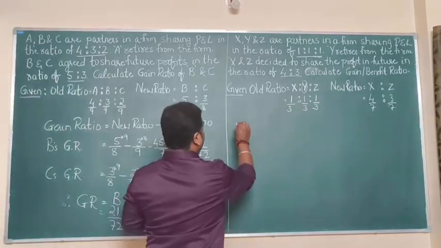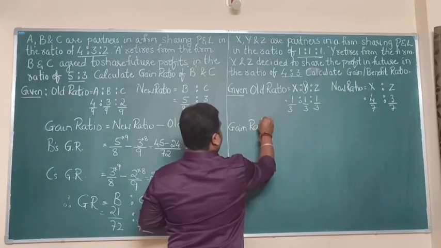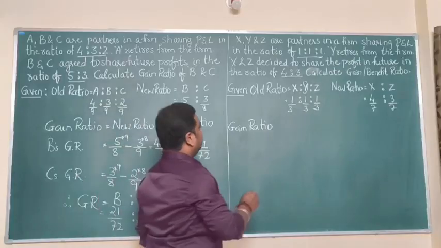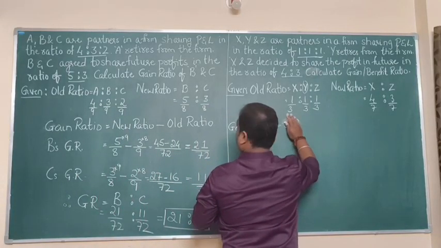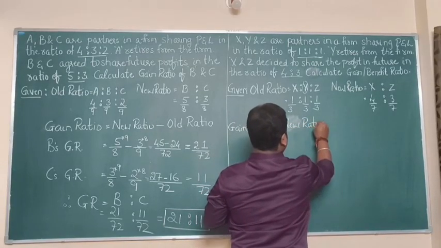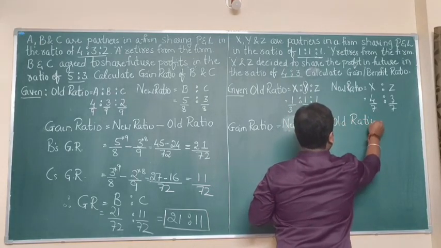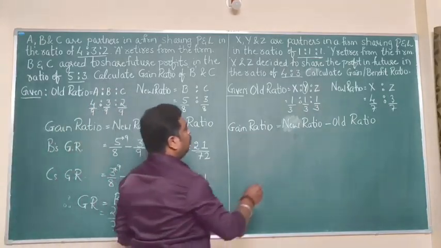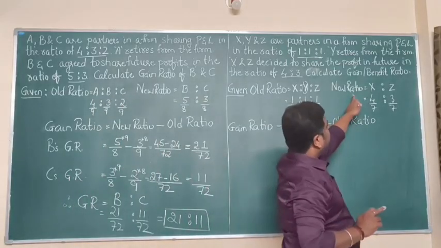Now let's apply the formula. Gain ratio. Either you call it a gain ratio or a benefit ratio, both are the same. Gain ratio is equal to new ratio minus old ratio. Whose gain ratio do we have to calculate? The continuing partners. Who are the continuing partners?